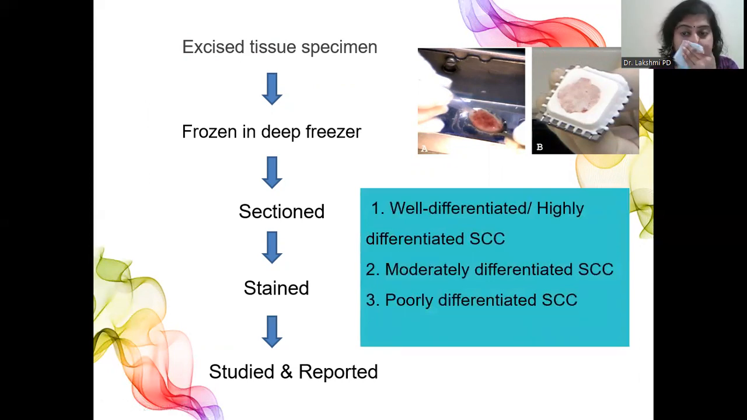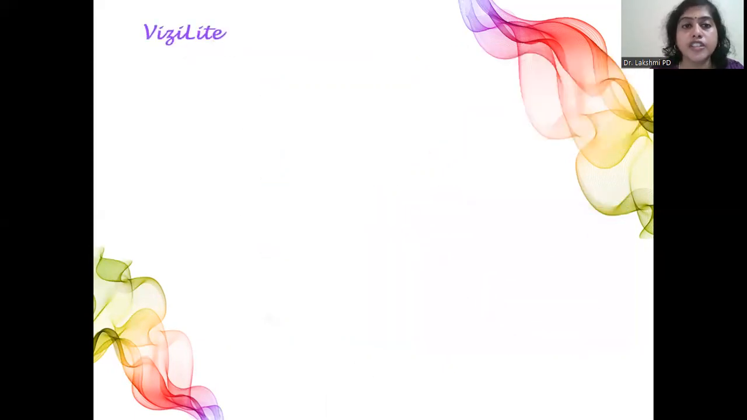So invariably, all your biopsies at the end of the day will give you 3 types of histological reports: whether it's a well-differentiated squamous cell carcinoma, a moderately differentiated squamous cell carcinoma, or a poorly differentiated squamous cell carcinoma. Depending upon the histological grading as well as the TNM staging, that's how the surgeons, the radiotherapists, as well as your chemotherapy doctors decide upon the further progress of the patient's therapy.